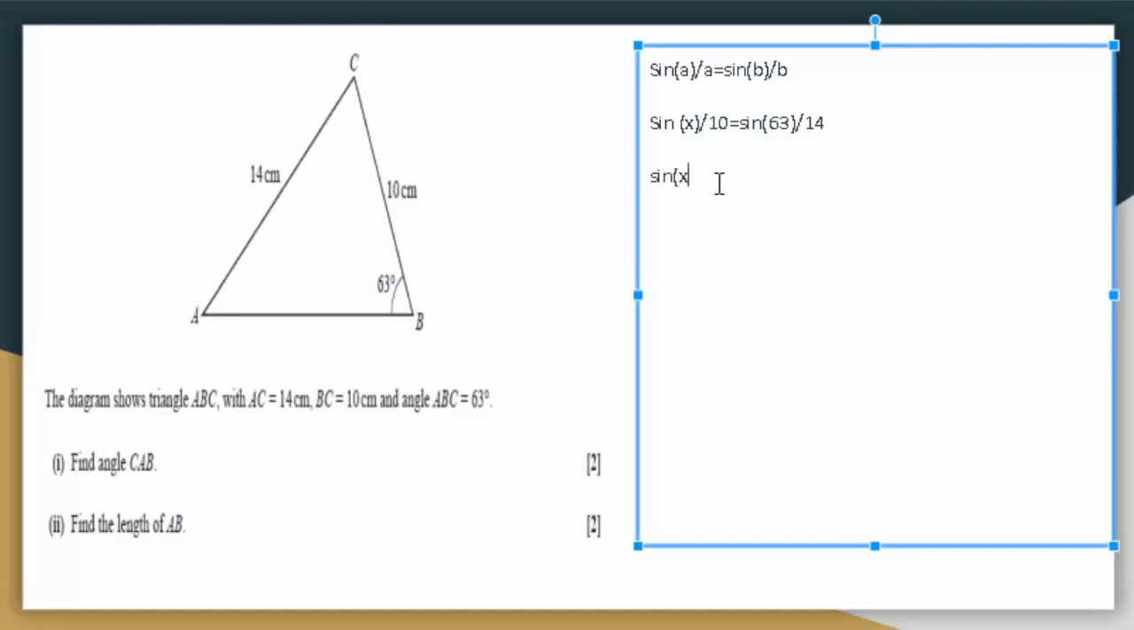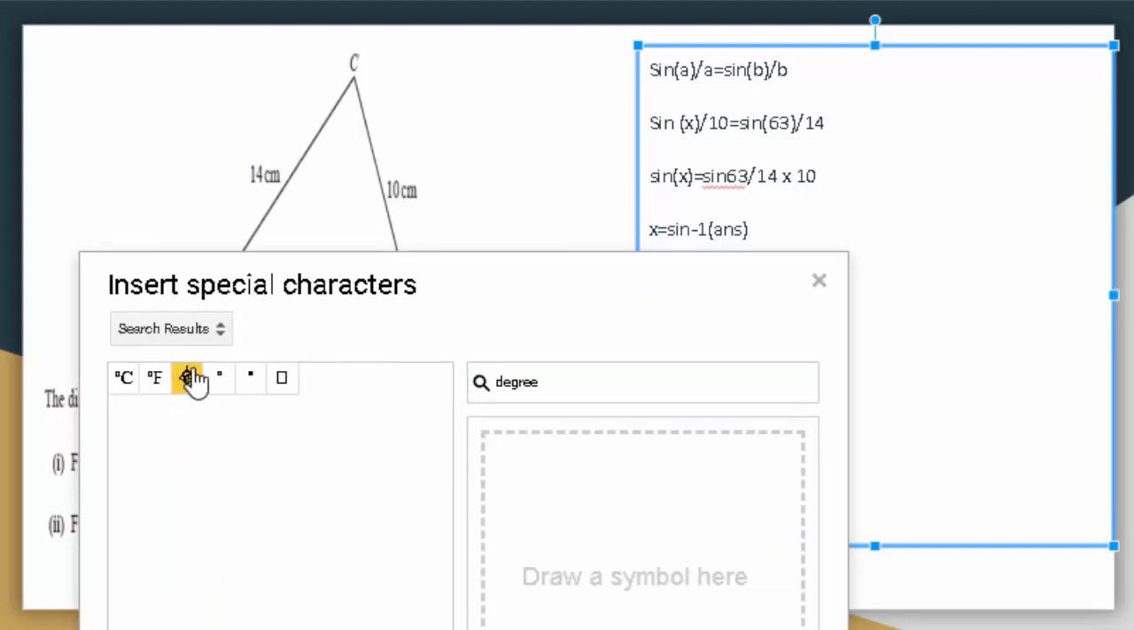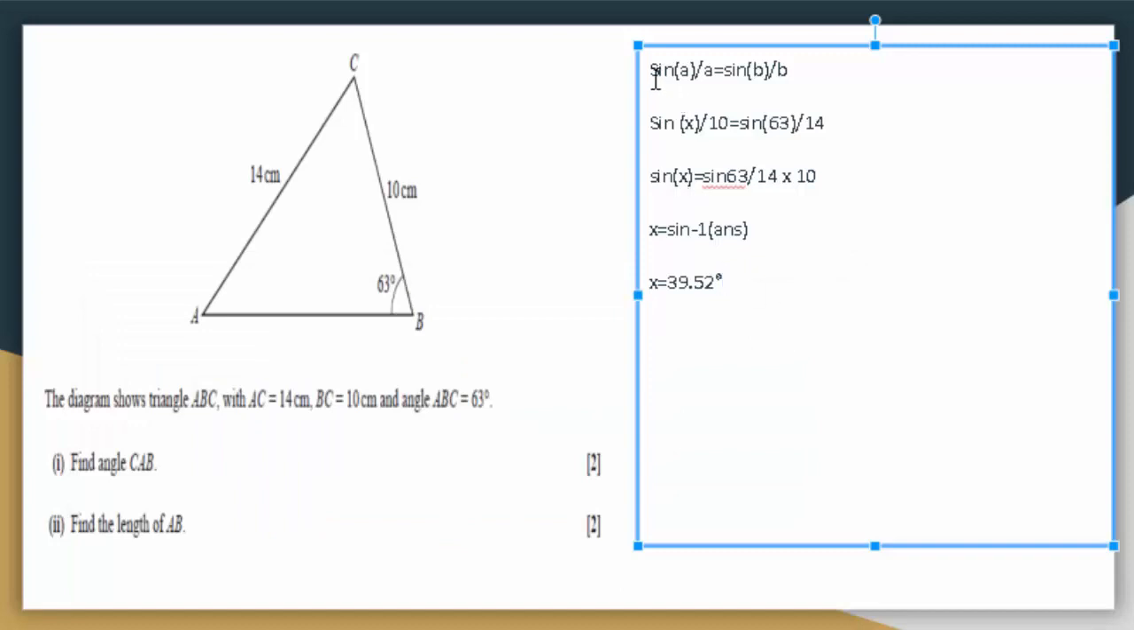And now we want to solve for x, so we multiply, so we're left with sine x equals sine 63 over 14 multiplied by 10. And now we want to find the inverse of sine for x, so x equals sine minus 1 of whatever that answer was. Let's try putting this in the calculator. We should be getting, to 2 decimal places, x equals 39.52 degrees. Yep, okay.